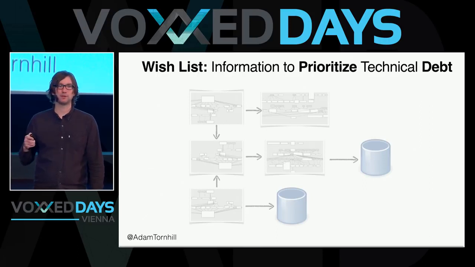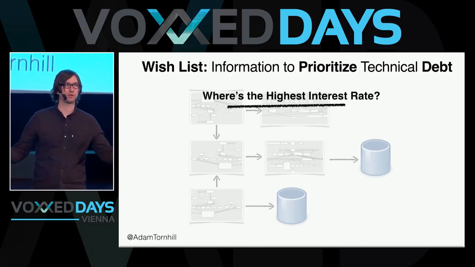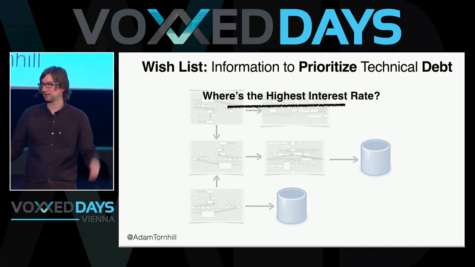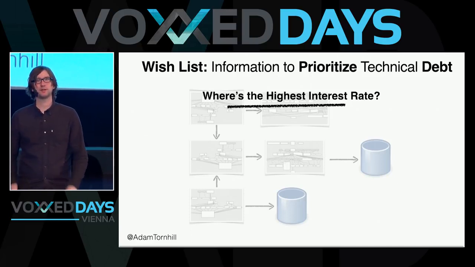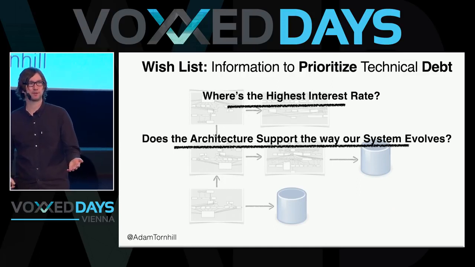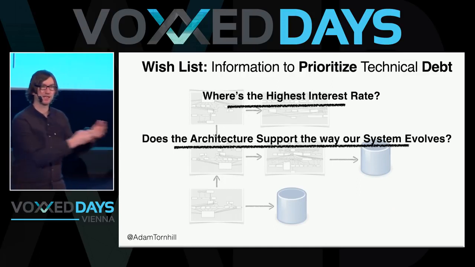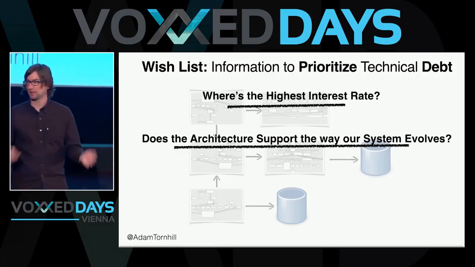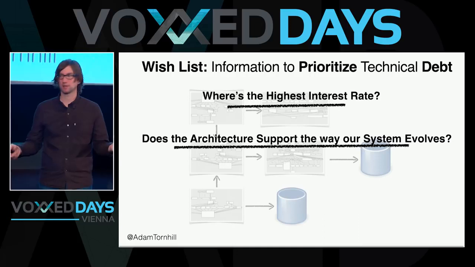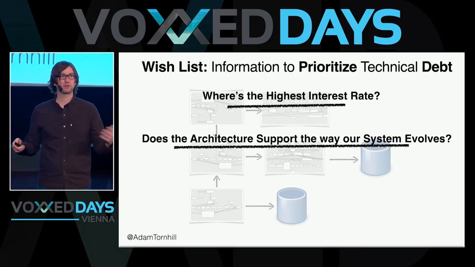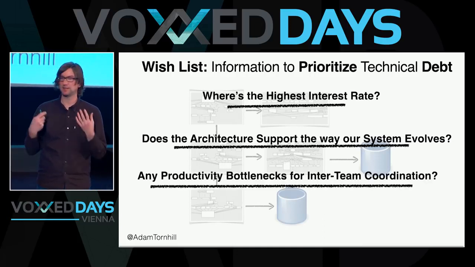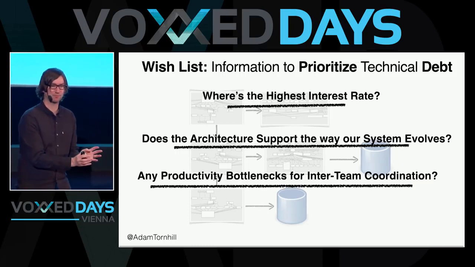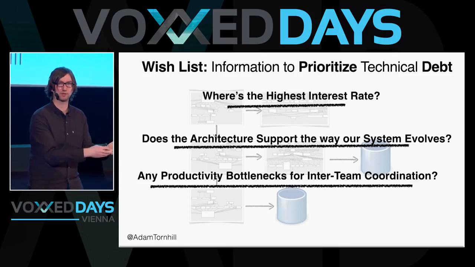The first thing we'd like to know is, given all our code, where's the code with the highest interest rate? The second thing we would like to know is, how does it look from an architectural perspective? Do we work with or against our architecture, which is actually quite common? And finally, and perhaps most important, how does it look from an organizational perspective? Are there any team productivity bottlenecks? You know, those parts of the code where 5 different teams continuously have to coordinate and synchronize their work.